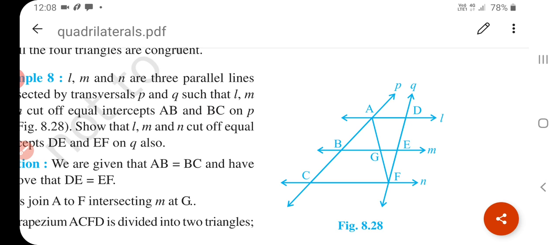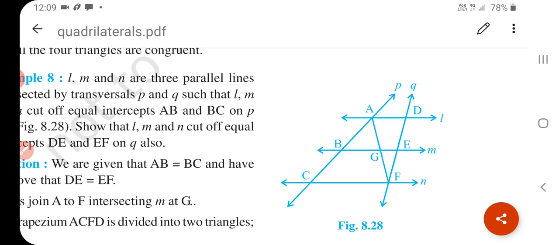Let us join A to F. We have joined A to F, intersecting M at G. Okay, it will intersect line M also, because if we have joined A to F then it is intersected by M also, at point G. Okay, so now you can see there are triangle ACF and triangle AFD, there are two triangles.